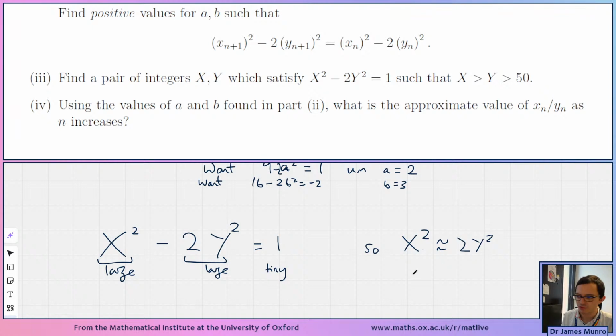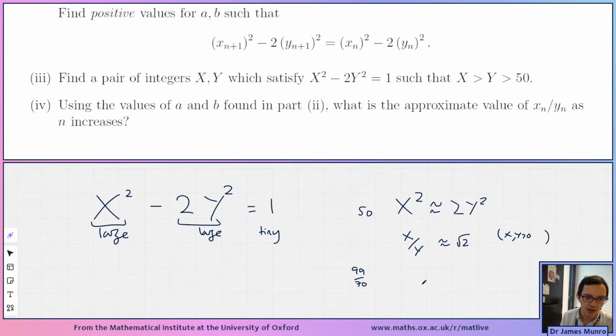This simplifies really nicely to say that x over y, if they're both positive, is about root 2. So the sequence that you're generating is rational approximations to root 2. You find numbers like 99 over 70, which is about root 2. I just think that's neat. Good, that was 10 minutes or something.